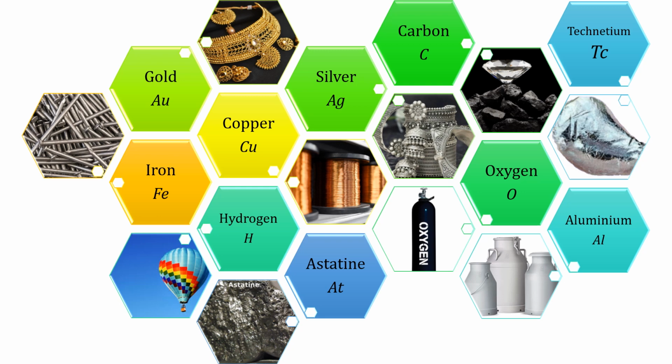Carbon, oxygen and hydrogen are the three most primary elements that all living things are made of. Astatine with symbol At and technetium with symbol Tc are man-made elements since they occur in very trace quantities on Earth.